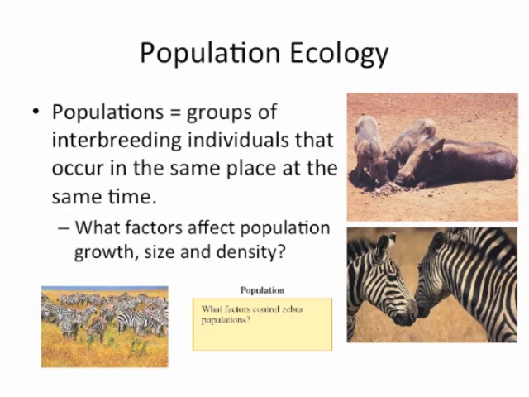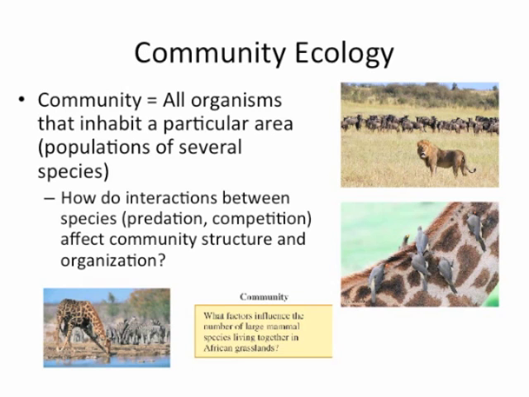The next level above population ecology is community. How a community is different than a population is that communities are looking at all organisms, not just those of an interbreeding species. So you're now looking at the lions and the wildebeest. You're looking at the birds and the giraffe. You're looking at the zebras and the giraffe there. It's all organisms that inhabit a particular area. So it's populations of several species interacting.